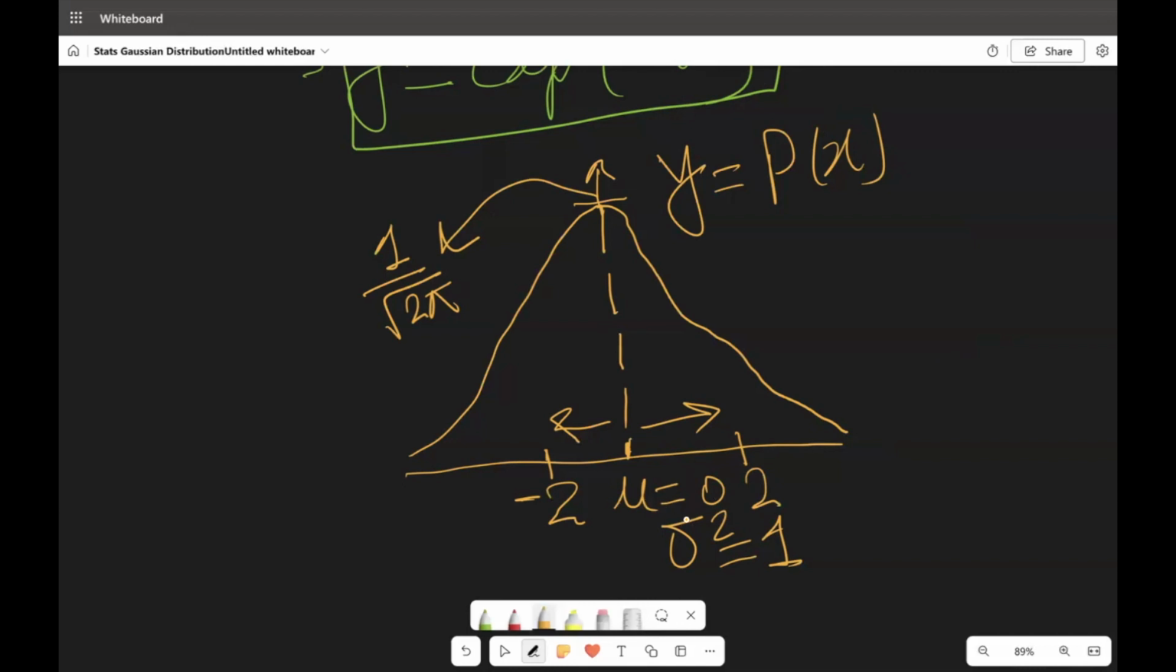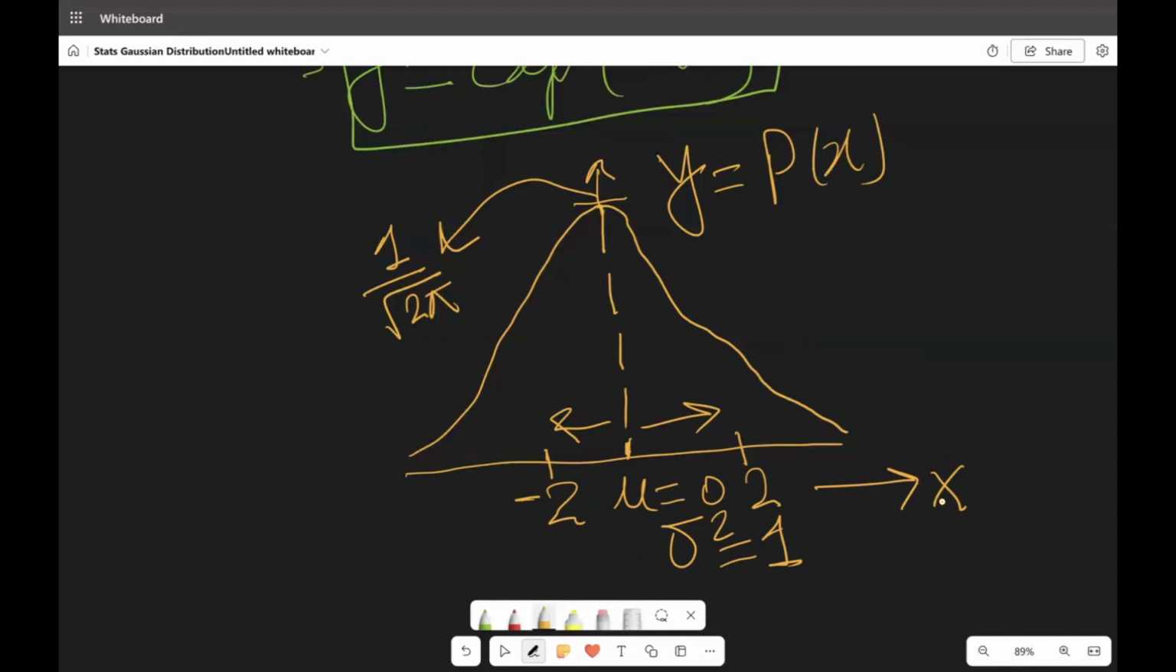So your mu equals 0, right? This is my random variable, let's say x. Let's assume this is my y, which is nothing but the probability density function of x. So your y is nothing but p of x. Fine. Now what it's saying here is this: as x increases, this is extremely important.